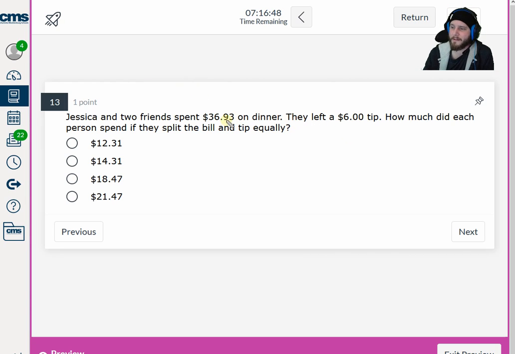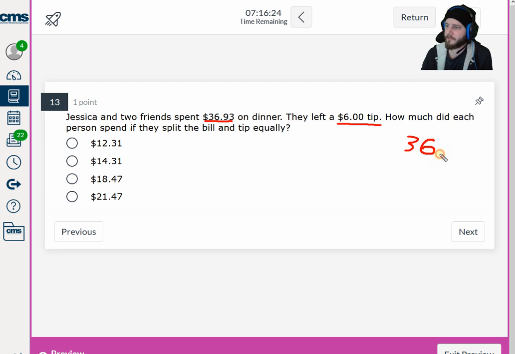We have, let's see, Jessica and two friends spent that much money on dinner. They left a $6 tip. How much did each person spend if they split the bill and tip equally? So first, they accounted for how much they spent and their tip separately. So you got to add those together to make sure you have the right amount.